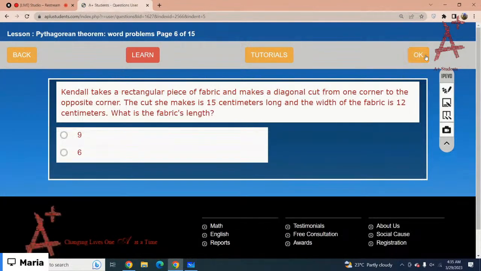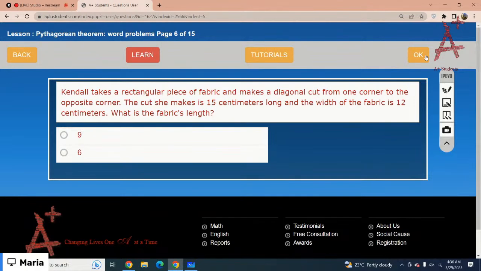The next one is: Kendall takes a rectangular piece of fabric and cuts a diagonal from one corner to the opposite corner. The cut she makes is 15 centimeters long and the width of the fabric is 12 centimeters. What is the fabric's length? The diagonal is always the hypotenuse. Got it?